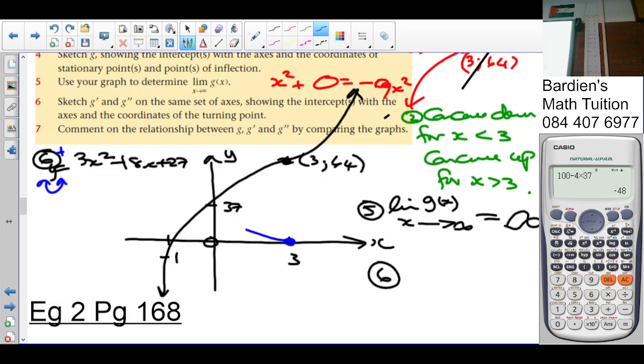And I must draw. This is what the graph is going to look like. And this is your g prime of x graph. Can you see that, people? This is going to be 27 here.